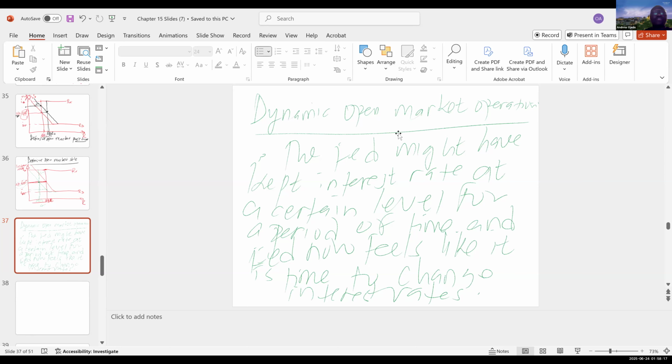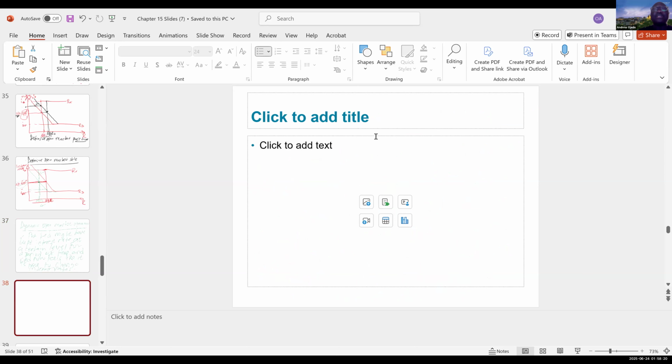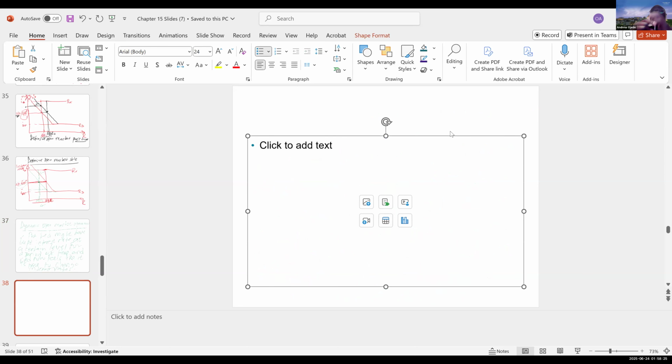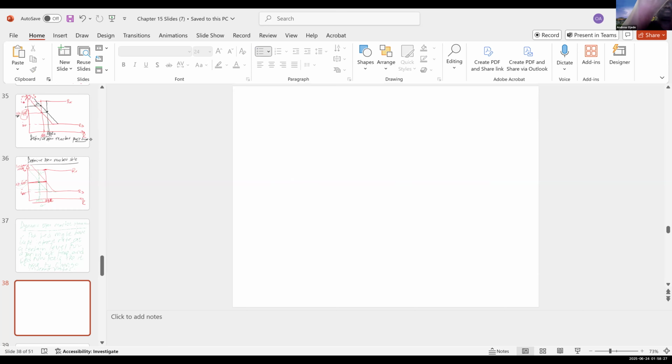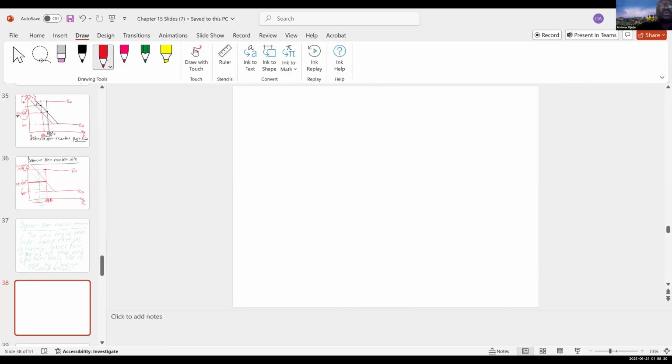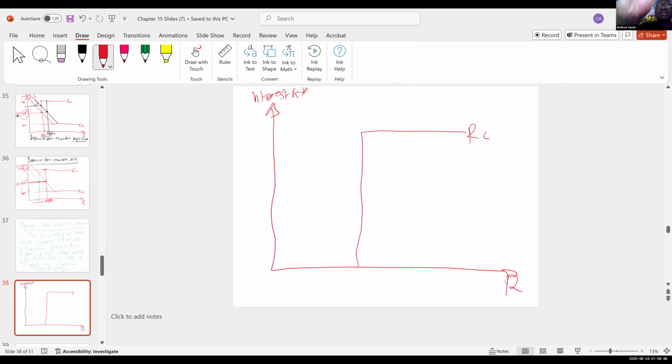In terms of the drawing, the dynamic open market operation is going to look like this. Let's say this was the initial situation before the dynamic open market operation happened. You have the interest rate on this axis as usual, and the quantity of reserves on this axis. At the beginning of time, this was your supply for reserves. The flat portion of the supply curve establishes the discount rate. This is your non-borrowed reserves down here.